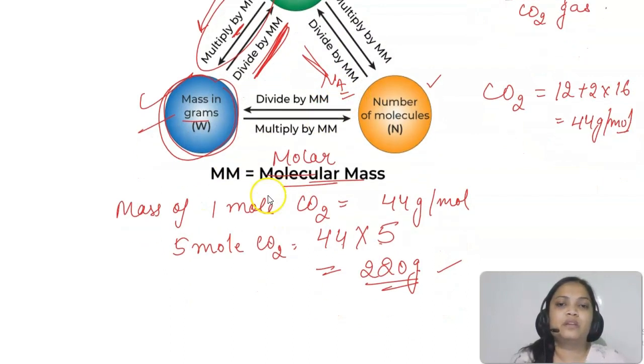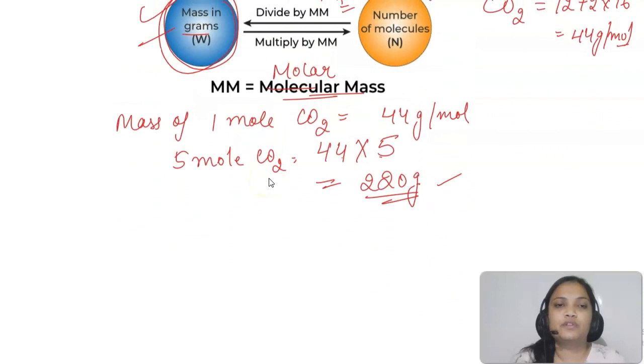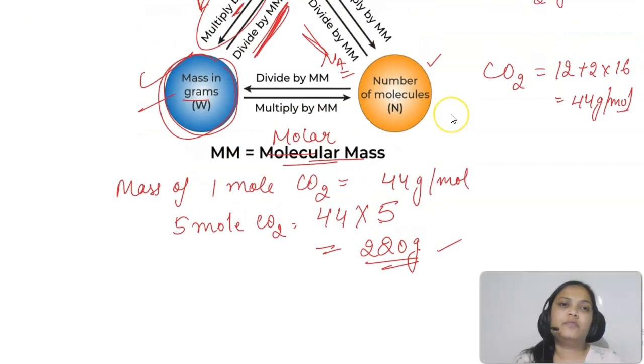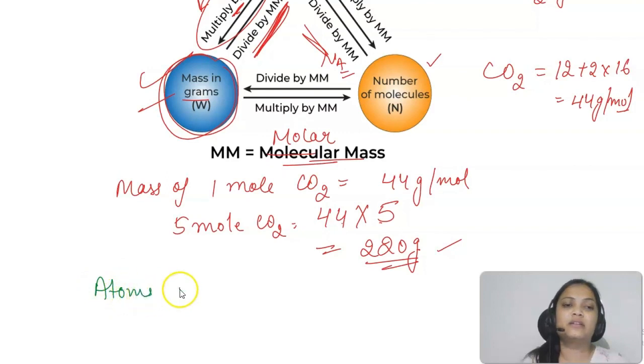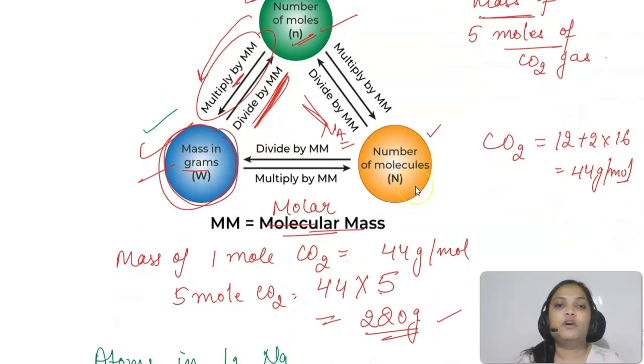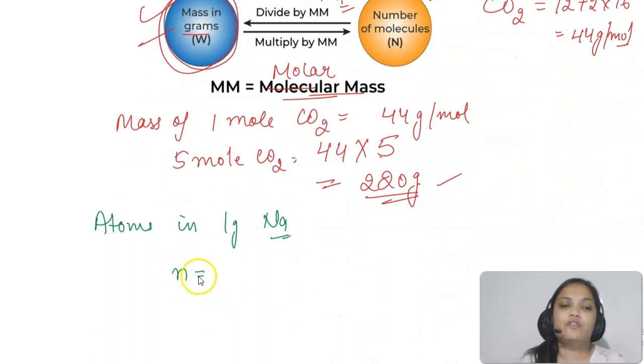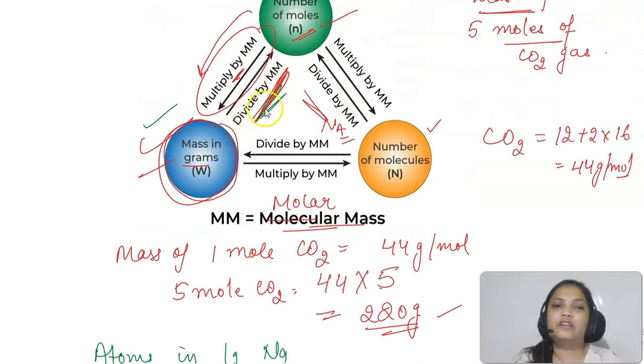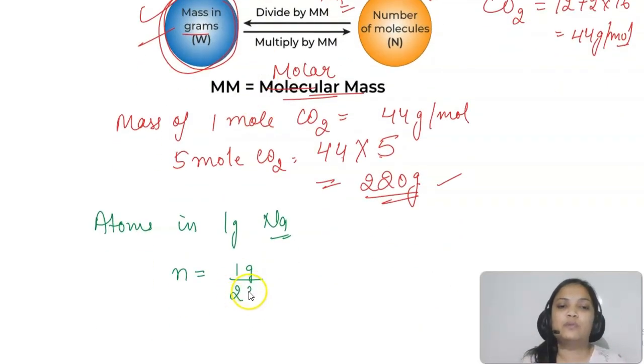Okay, let me show you how it is to be done. For example, students, if it is given how many atoms are there in 1 gram of sodium. They have not given directly the number of moles, they have given the mass in grams, which is 1 gram. From it you will first find the number of moles. So number of moles would be the given mass, 1 gram, divided by the molar mass, which is 23. So it's 1 upon 23, that will be the number of moles.